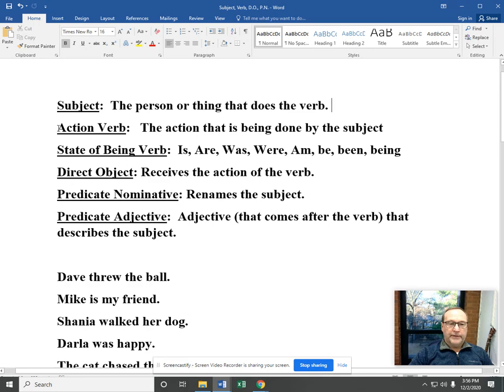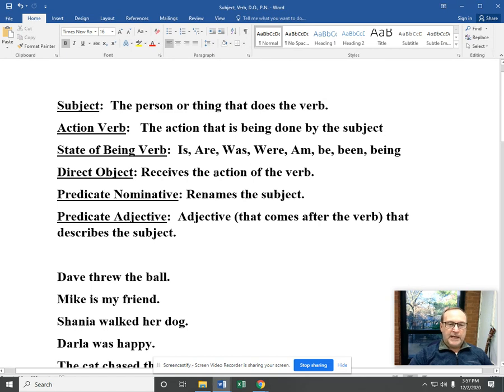But what we don't really think about too much is the fact that there are a couple of different types of verbs. We're going to break those down into two distinct categories. There are action verbs, and an action verb is the action that is done by the subject. That would be anything like throwing, walking, to talk, to juggle, anything that you would consider an action is an action verb, and that's pretty self-explanatory.